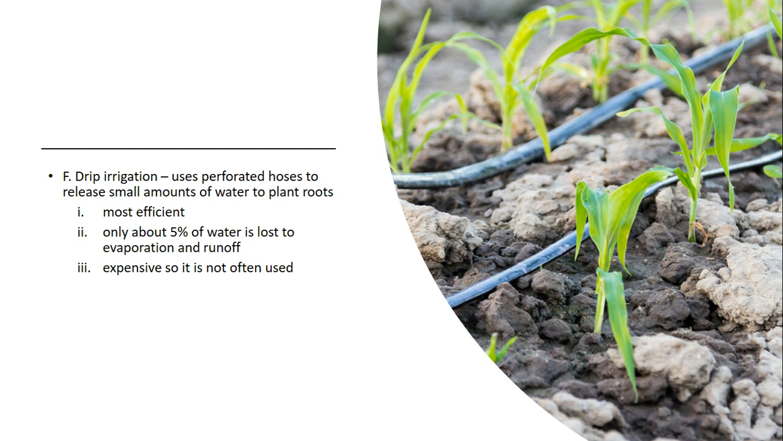The last type of irrigation is drip irrigation. This is where perforated hoses are lined up along the target crop. They release very small amounts of water directly to the plant roots, making this the most efficient type of process, because we see the least amount of water loss to evaporation. However, implementing a drip irrigation system can be quite expensive, so it's really not used as often as, say, spray, furrow, or even flood irrigation.